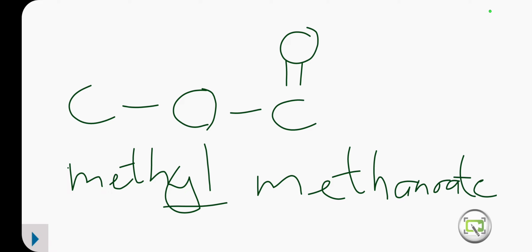Okay, so with the ester, we always have an "-yl" and then an "-anoate". That's it for this lesson. See you in the next.